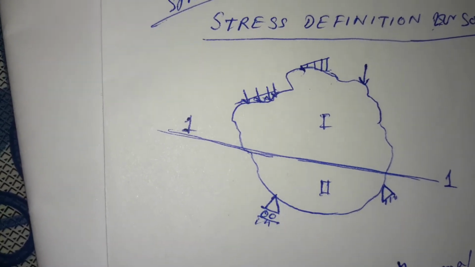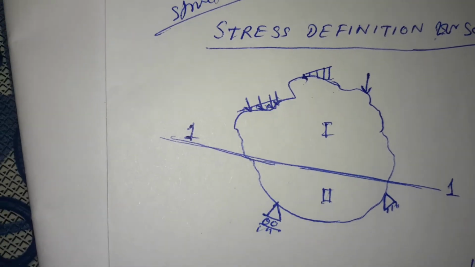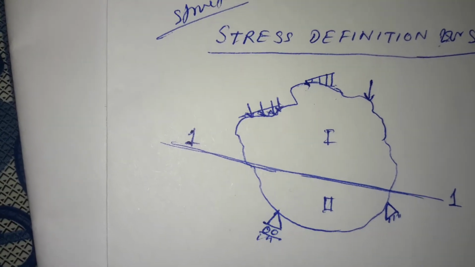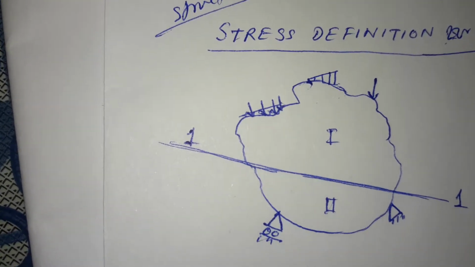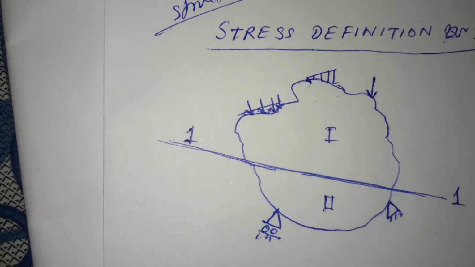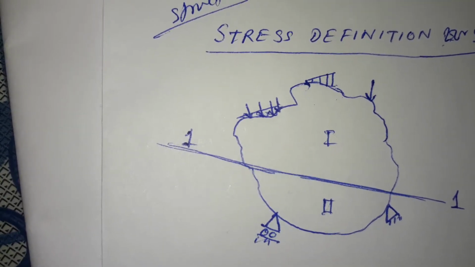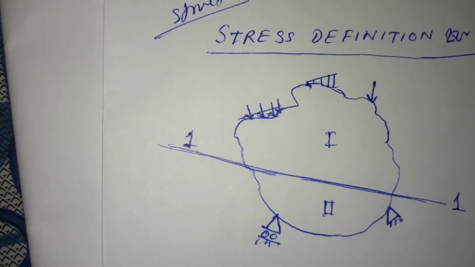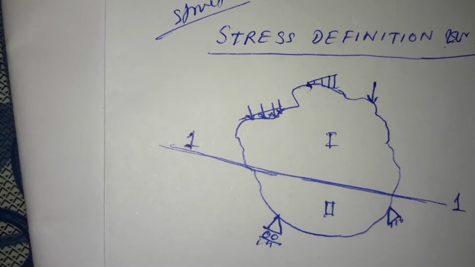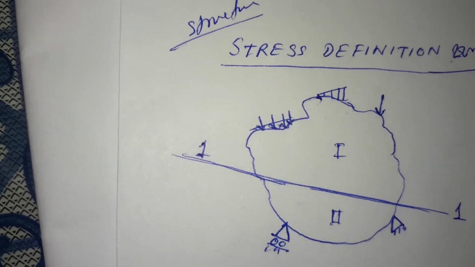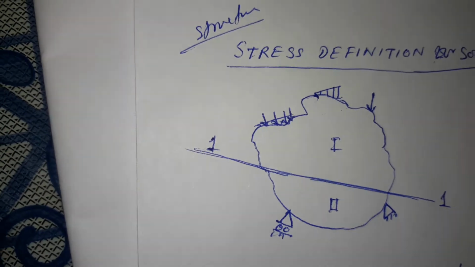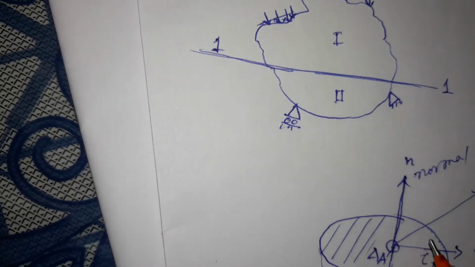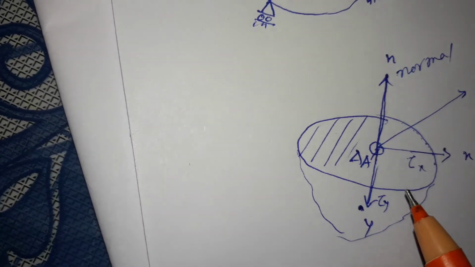Now we consider a line along which we cut the body into two parts, and all the surface loading remains as before. The body before cutting is in equilibrium, and now after taking this section it is also in equilibrium. Now after cutting along the line, the top portion of the body becomes like this.